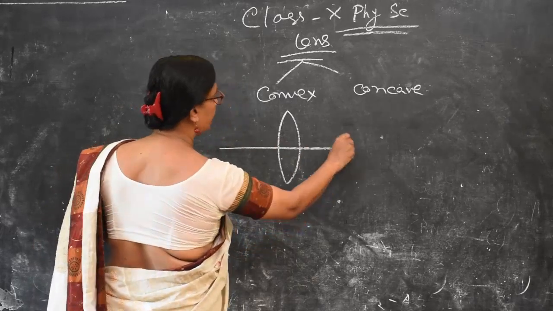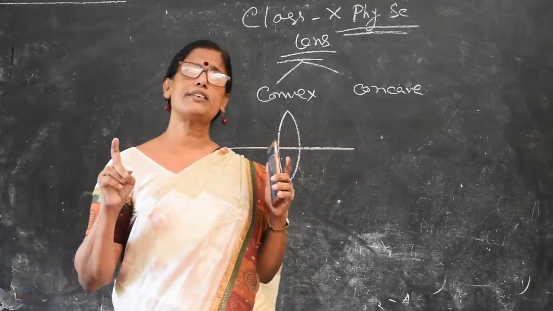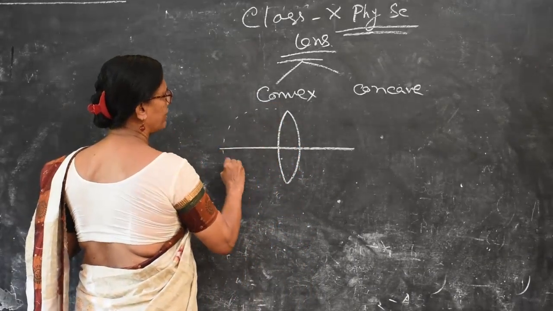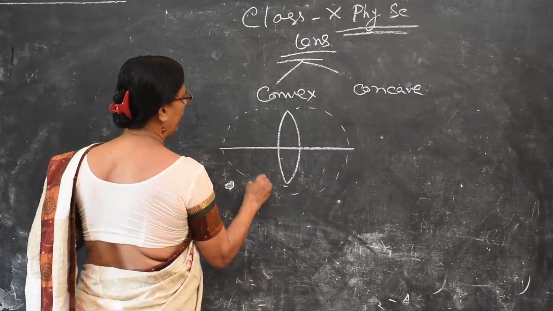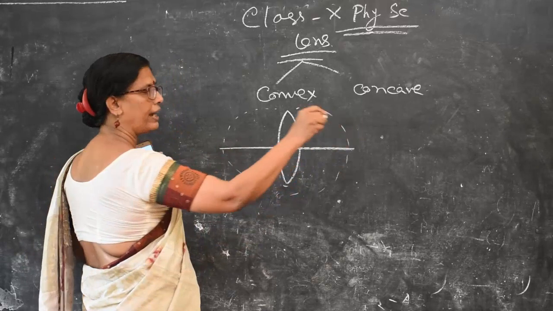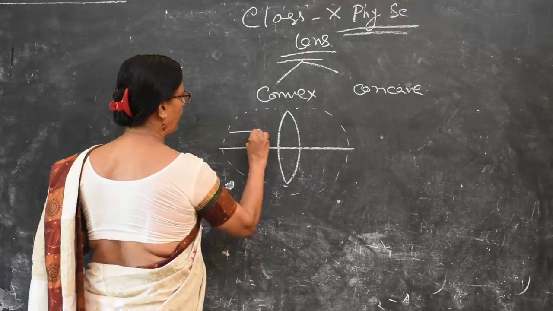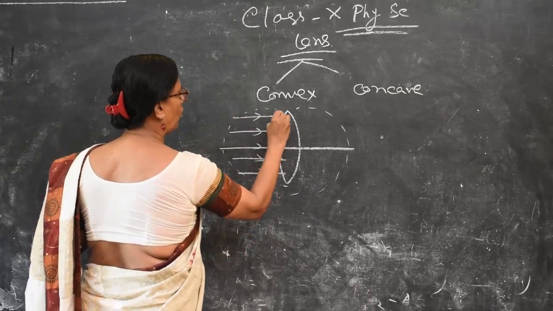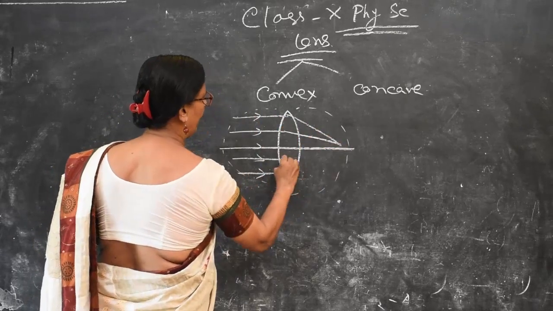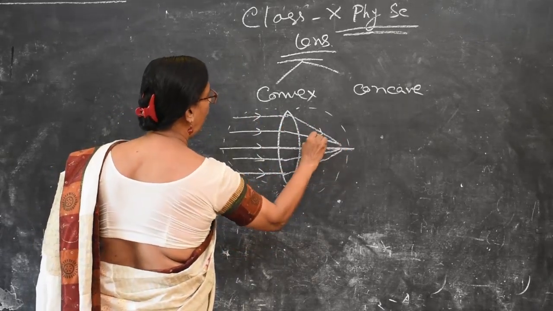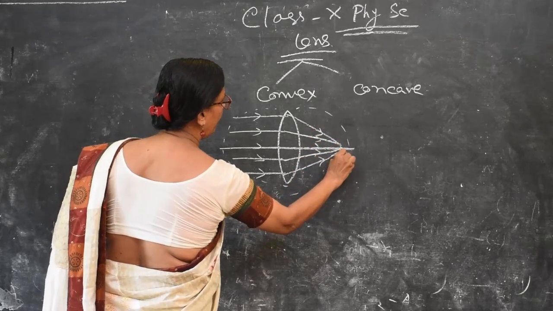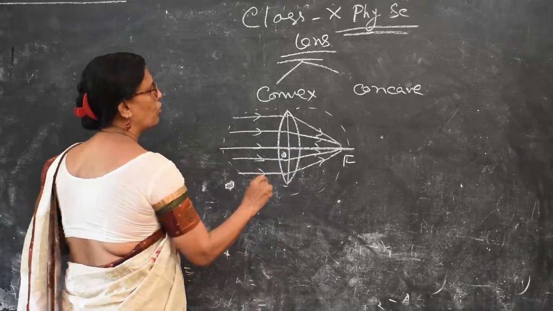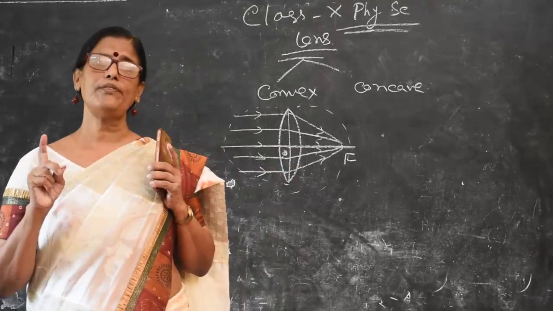And this is the principal axis. What is the principal axis? The principal axis is a straight line through the two centers, since each surface is a part of a circle. This is also a part of a circle. If the circle centers are C1 and C2 and we join them, this is called the principal axis. With this type of lens, if a beam of light parallel to the principal axis falls on it, it must converge on a single point of the principal axis. This single point is called the focus, written as F. If we join a line here, this is called the optical center O. So O and F are very important for every lens.